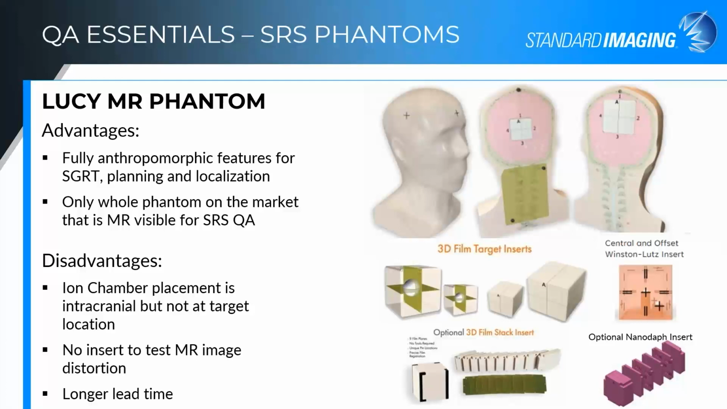There was a comment from the audience actually that ion chamber placement off axis may actually help to measure out of field dose, because that's also an important thing to track when you're talking about SRS. What is the rest of the brain getting? What are these other sensitive structures getting? So that's a very good point as well.